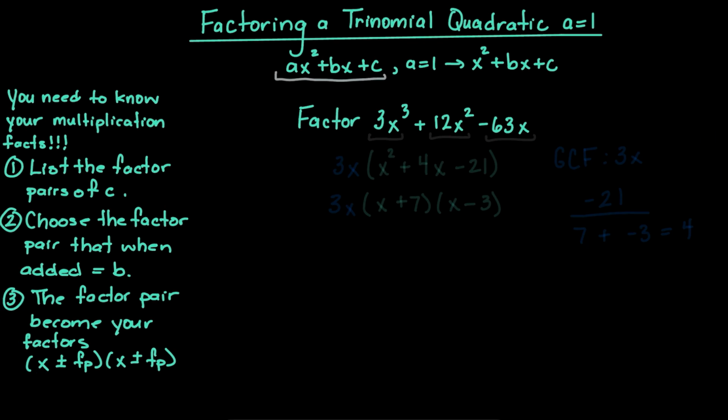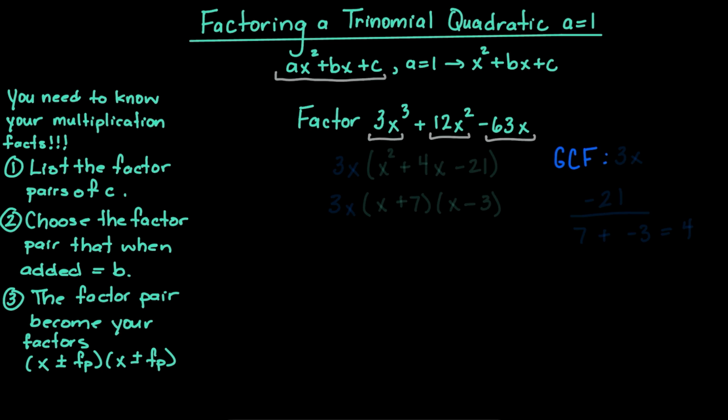Let's factor 3x to the third plus 12x squared minus 63x. Now, this is not a quadratic. The largest degree is not a 2. It's actually a 3. Nor is the leading coefficient 1. I do know that this is a trinomial, though. I have 3 terms. So I'm going to check for a GCF first to make sure it's not a trinomial quadratic. My leading coefficient is a 3.